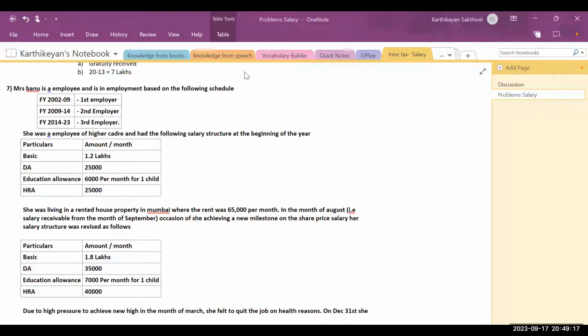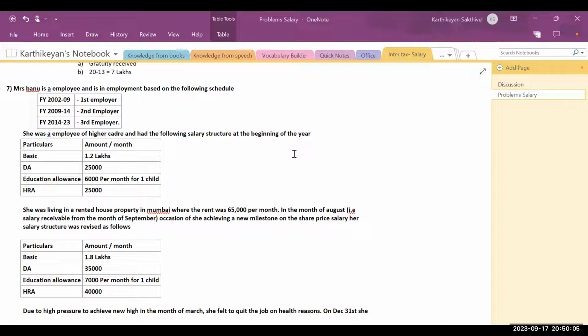Mrs. Banu is the employee and is in employment based on the following schedule. Financial year 2002 to 2009, first employer. Financial year 2009 to 2014, second employer. 2014 to 2023, third employer. She was an employee of higher cadre and had the following salary structure at the beginning of the year. Particulars, amount per month: basic 1.2 lakh, dearness allowance 25,000, education allowance 6,000 per month for one child, HRA 25,000. She was living in a rented house property in Mumbai where the rent was 65,000 per month.